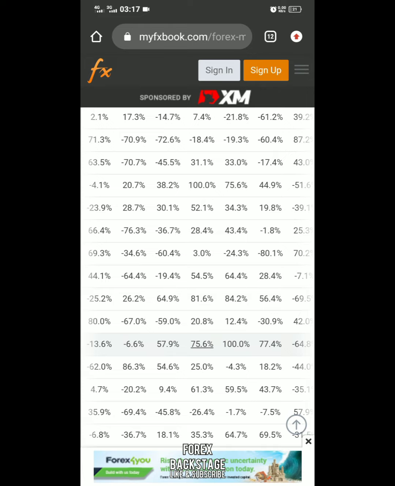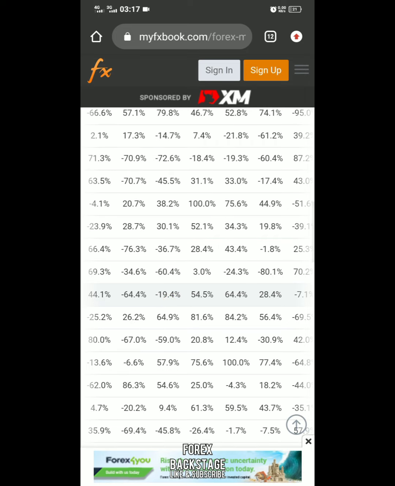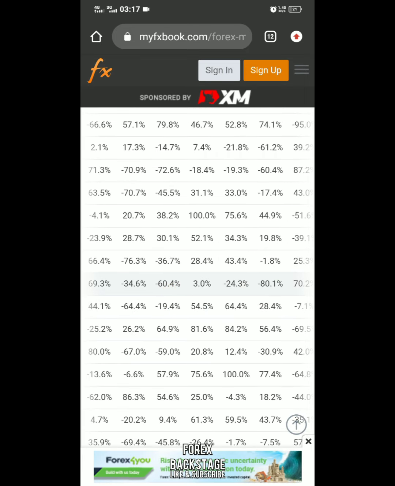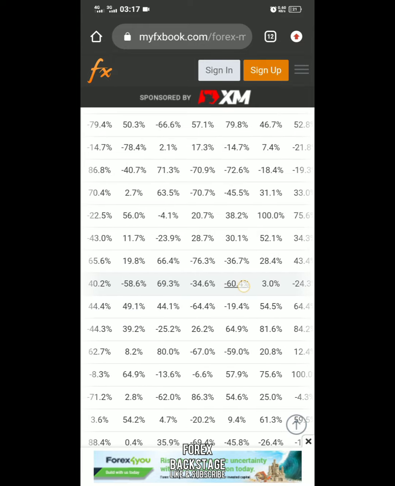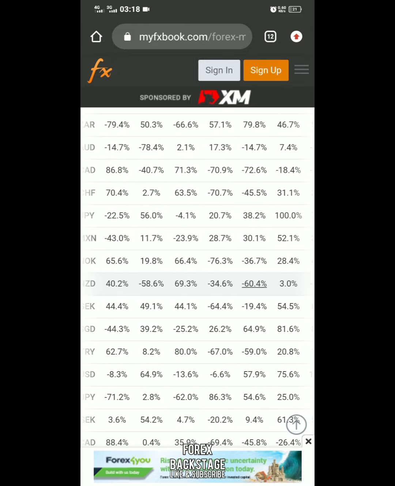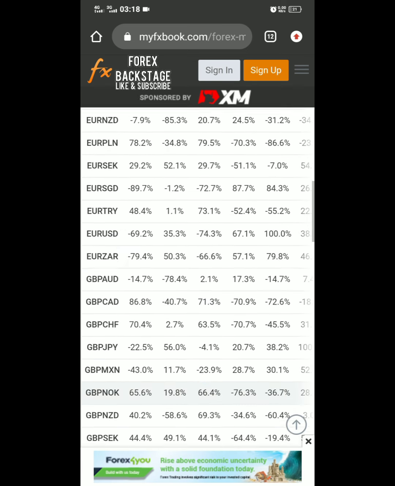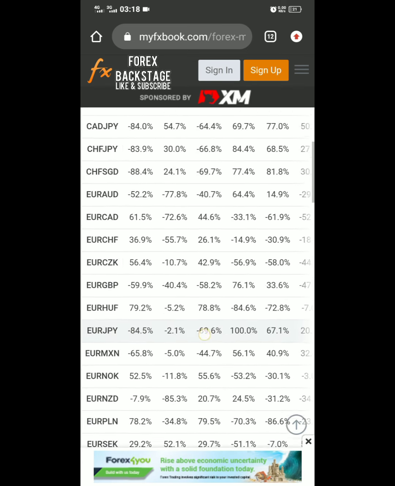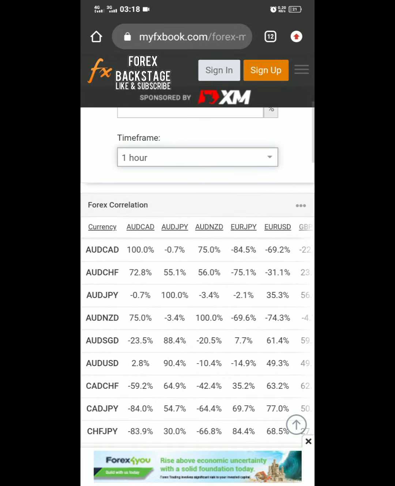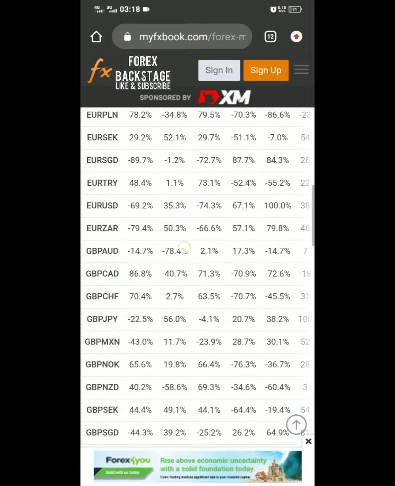They are positively correlating. But you see all these ones that have negative numbers, like this 19, 60, and so on. That means they have negative correlation with one another. If you are buying the first one, that means you should be looking to sell the other one. Like let's say, for example, GBPJPY and USDCAD. Now we know they have negative correlation. So let's check against USDCAD.